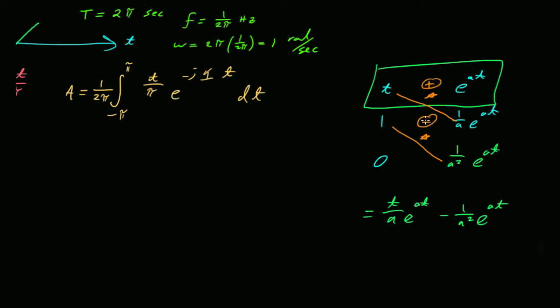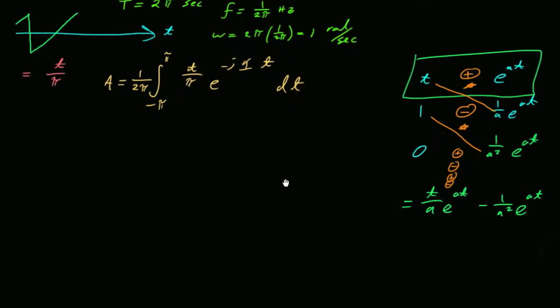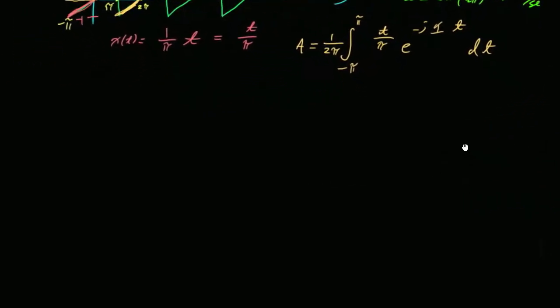Okay, so let's see if we can use this table of integrals to solve this problem. Okay, I think we can. So I'm going to pull out this pi. So 1 over 2 pi times 1 over pi. Now, what is my little a?